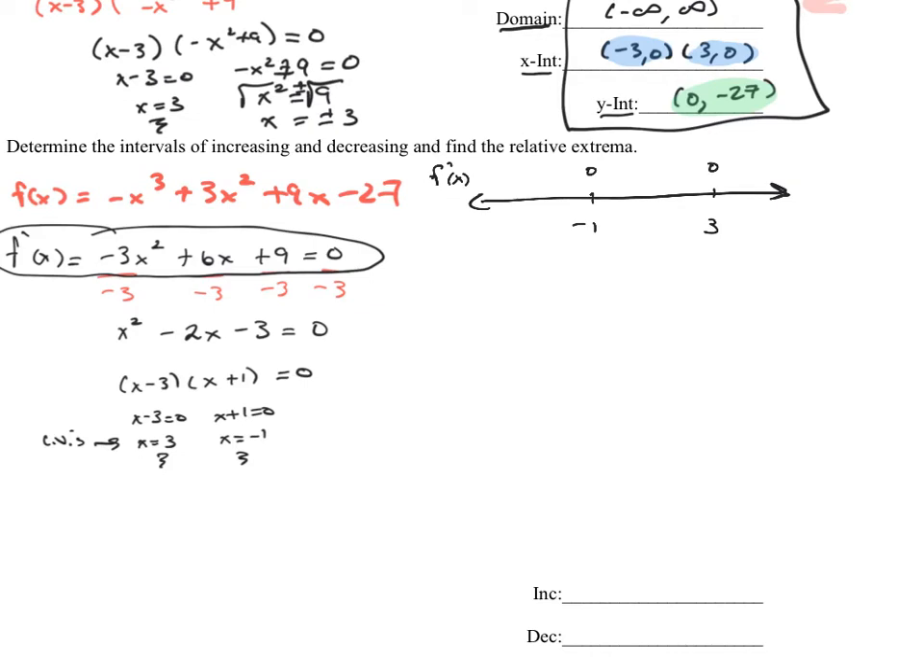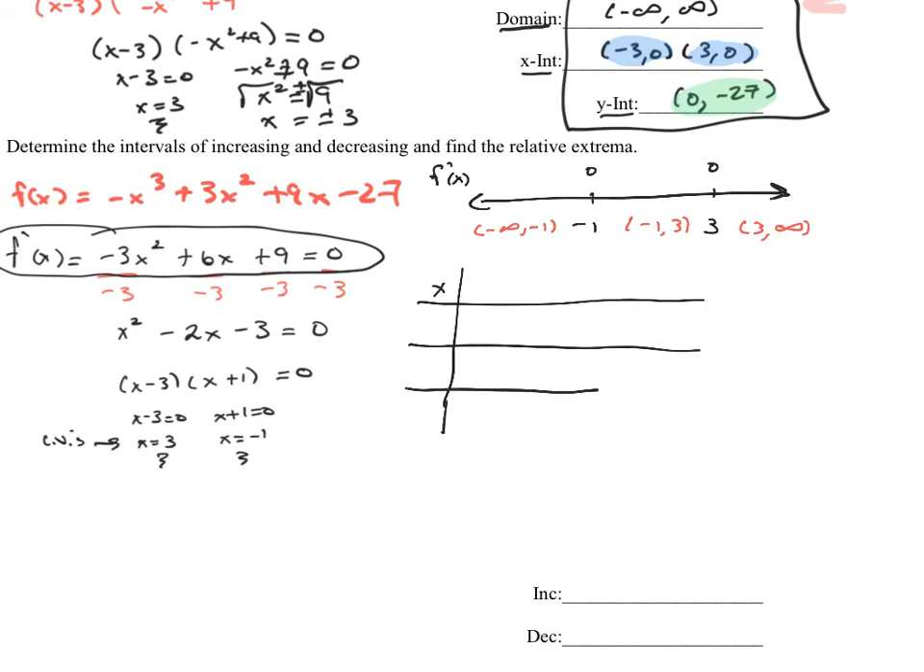I need to break it into the intervals. The first interval would be negative infinity to negative 1. Second interval is negative 1 to 3. Third interval is 3 to infinity. And now I need to choose a test point. Again, I'm looking for increasing, decreasing. So I need to choose a test point and plug it into the first derivative.